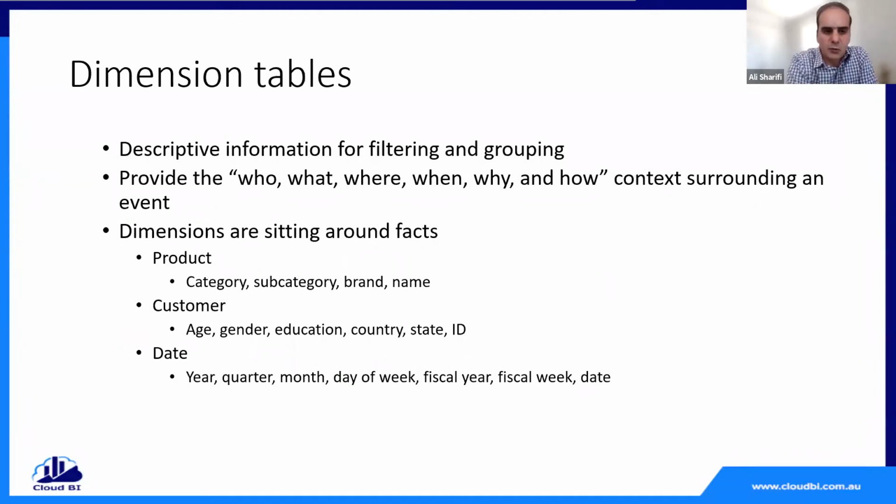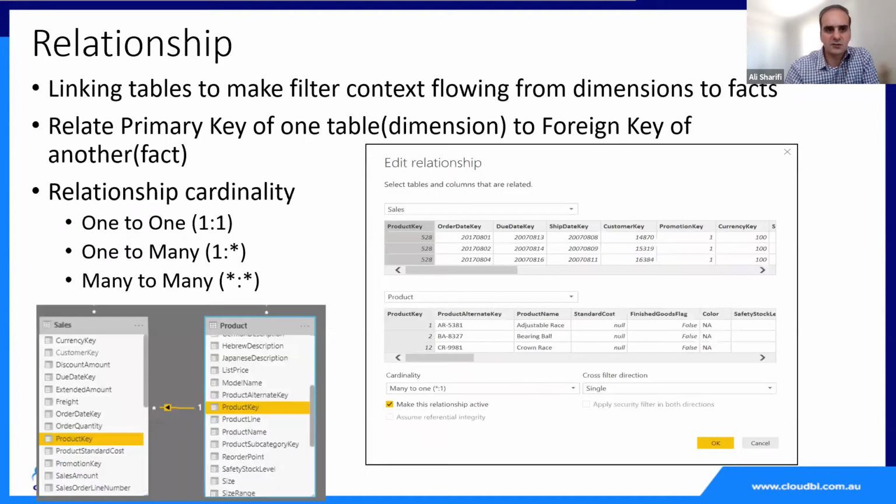For example, product, customer, and date are dimension tables that can have different columns for filtering. Normally, in the model, we have the dimensions sitting around the fact table and connected to the fact table. So this was the definition of, and difference between, facts and dimensions.